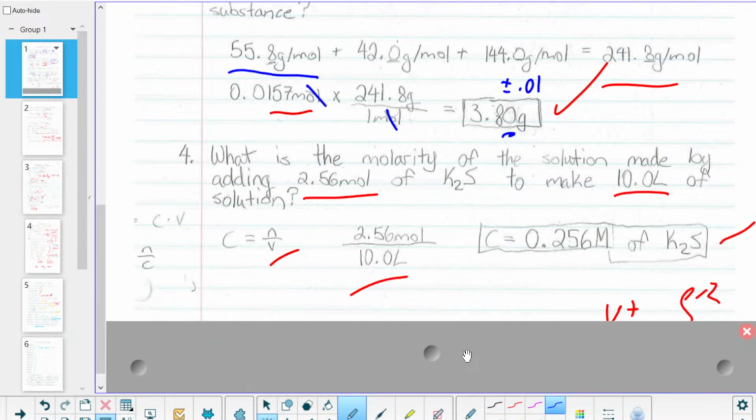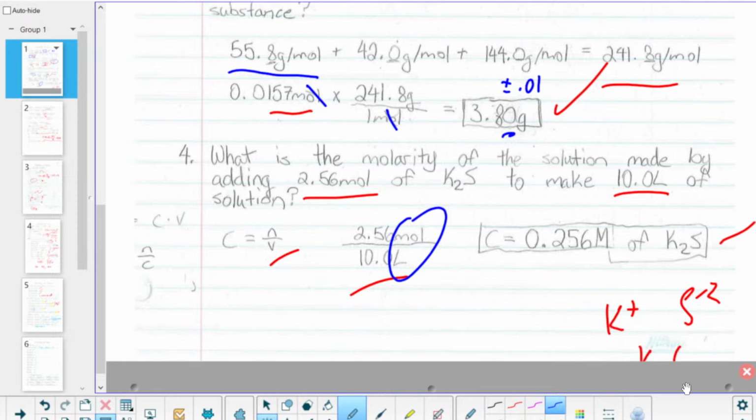You've got a molarity, you've got liters. Concentration is moles per liter, so you just take the units and divide them to get moles per liter, 0.256. Does 0.26 work? 0.26 is the incorrect number of sig figs. It's the right answer, it's just the wrong precision. So you need 3 sig figs.